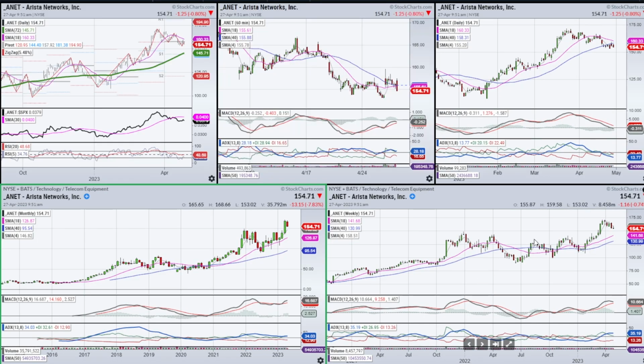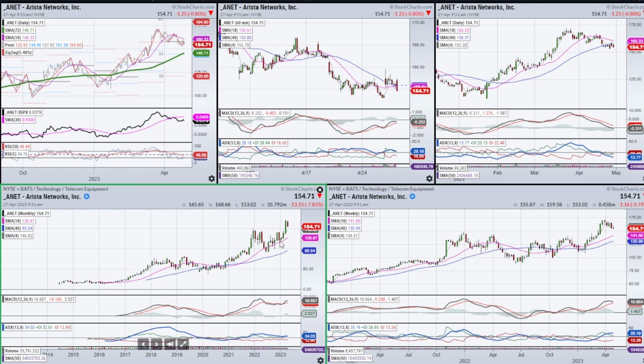Okay, ANET. So this was one that just blew it out. Strong stock. Never broke down during the bear market decline. The technology stocks overall got obliterated to the downside. This one never broke down. You always want to be on the lookout for the stocks that didn't break down, right, relative to their sector. Now the sector is trying to show signs of life again, and this one is still remaining very, very strong.